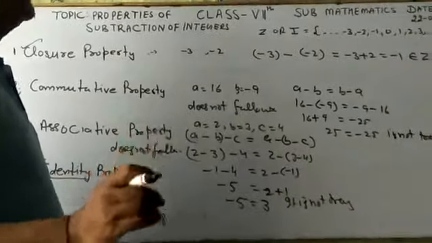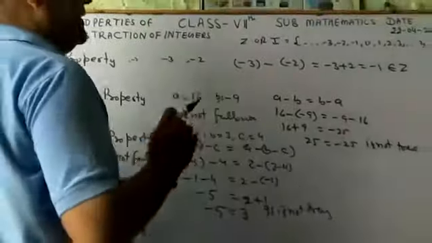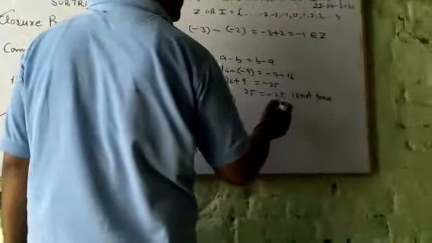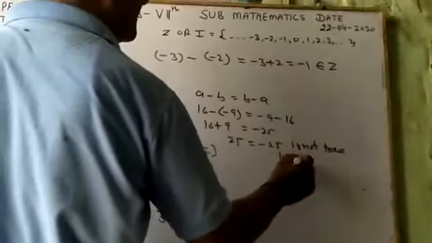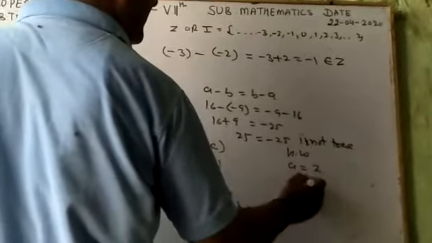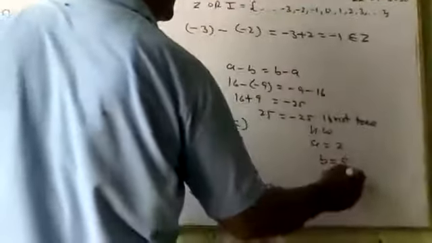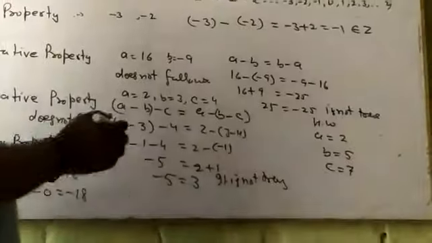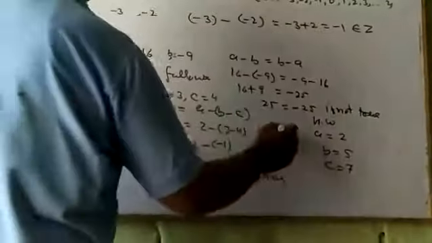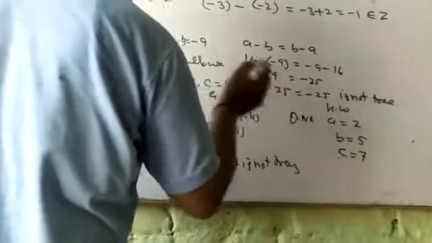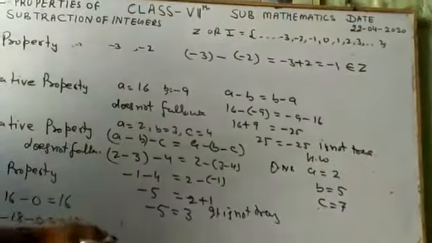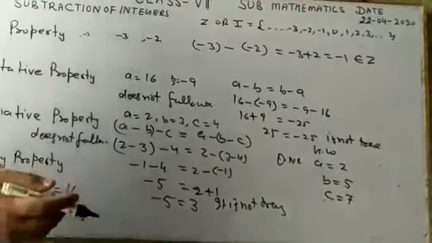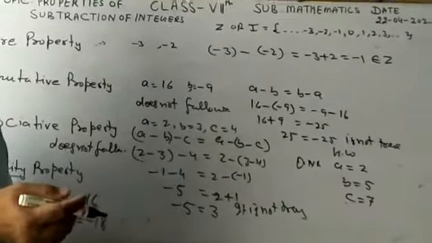But at last we give some homework. We take numbers a equal to 2, b equal to 5 and c equal to 7. Taking these three numbers, apply all the properties and check whether they are applicable or not. So try these questions and tell me about any problems.